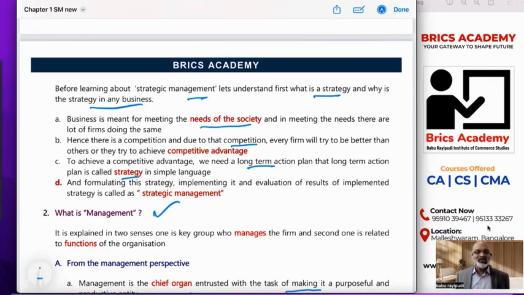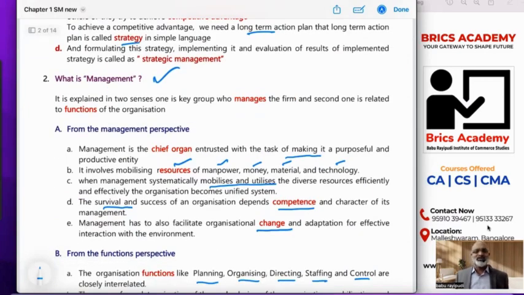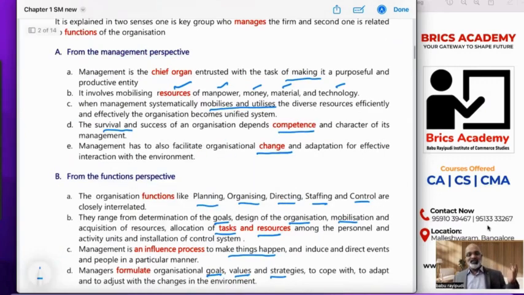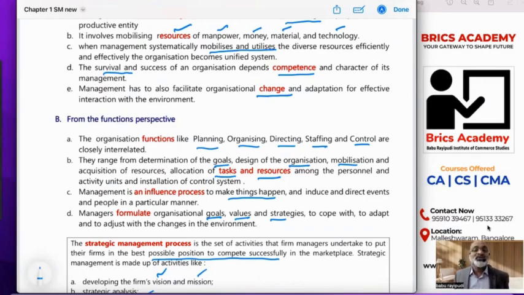Is my point clear? Yes. Now, what is strategic management? Strategic management is all about formulating this, implementing this, and evaluation of this. Then, apart from strategic management, we have some small introduction about management. When it comes to management, most importantly, management will get things done. Management will execute plans. Management will mobilize resources. Management will utilize resources efficiently. Management will bring all the changes that are required for us to be successful in the market. When it comes to functions, management has got planning, organizing, directing, staffing, etc. It's all about tasks. It's all about roles. It's all about influencing the business.